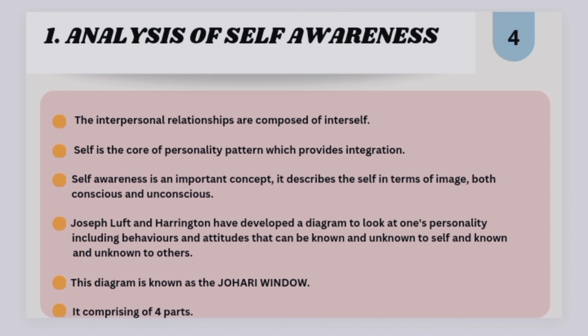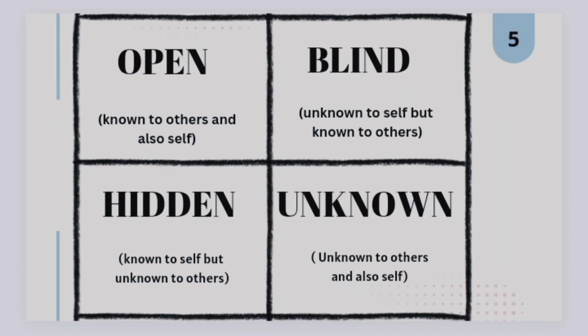It is composed of four parts. The first one is open. Open means known to others and also to self. The second one is blind. Blind means unknown to self but known to others. The third one is hidden. Hidden means known to self but unknown to others. The last one is unknown. Unknown means unknown to others and also to self.